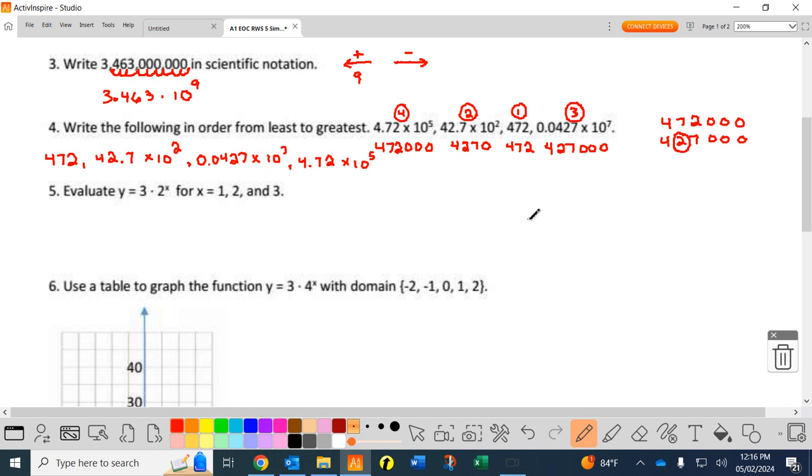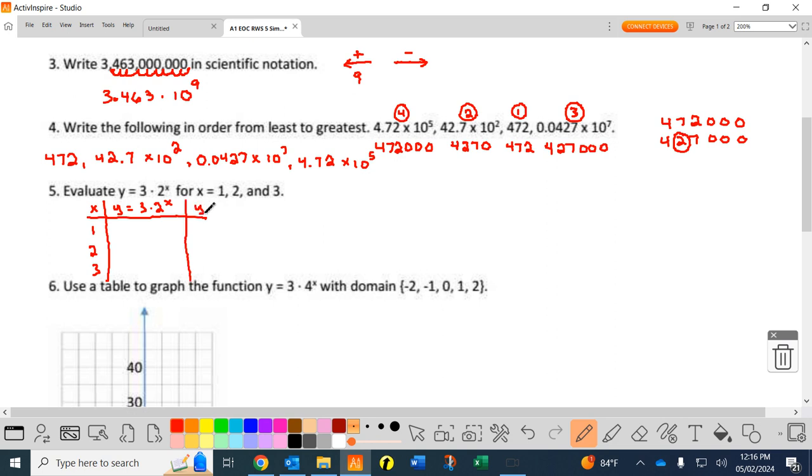Okay, now to evaluate this problem, we're going to need to plug in x for that exponent. To do that, we're going to make a little table. For our table, we're going to set it up with our x over here. They've picked the numbers for x. They are 1, 2, and 3. We're going to put our equation right here, y equals 3 times 2 to the x. And then we are going to put our y's over here once we solve that.